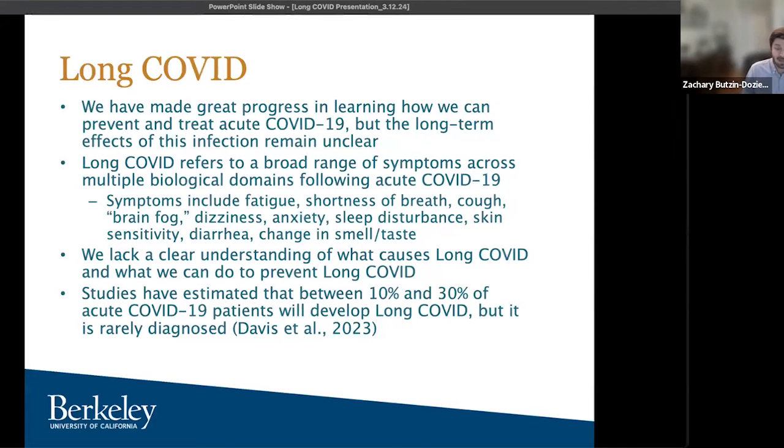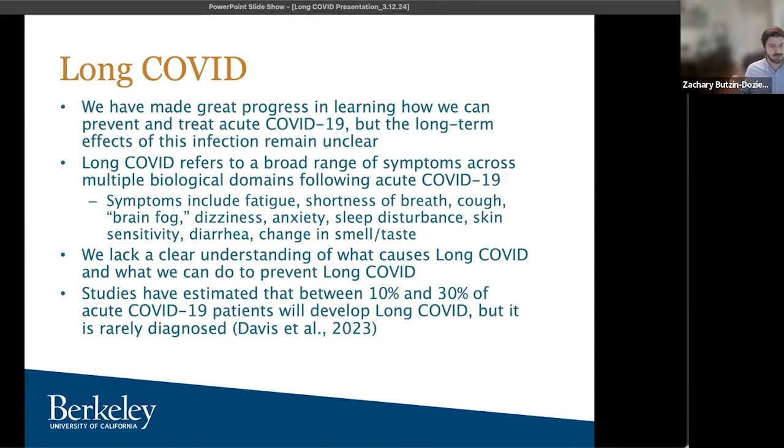and conditions are linked. For just a brief list of some of the more common symptoms, but this is far from all-encompassing, these can include fatigue, shortness of breath, cough, brain fog, dizziness, anxiety, changes in smell and taste. So you can see that these are not only many symptoms, but also spanning a lot of different biologic domains. We really lack a clear understanding of what causes long COVID, as well as what we can do to prevent long COVID, which then really hampers the ability of clinicians, patients, and investigators to design interventions that can help reduce the impact of this condition, which is really debilitating for a lot of folks.